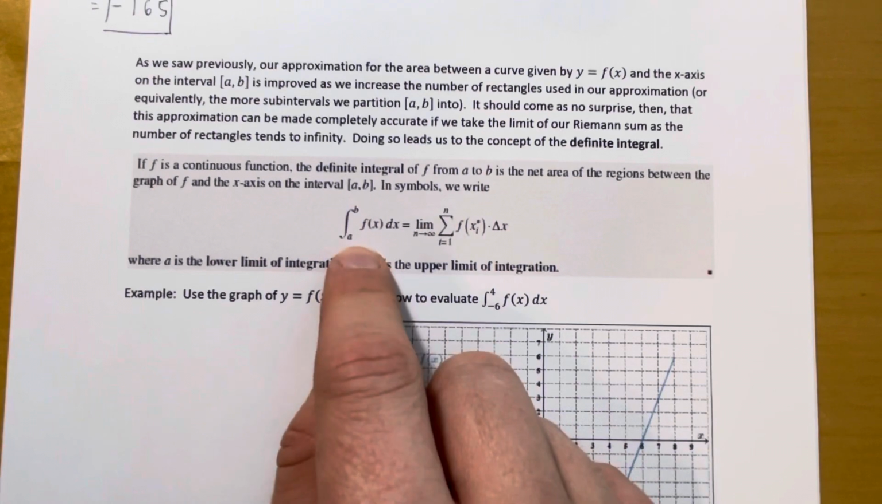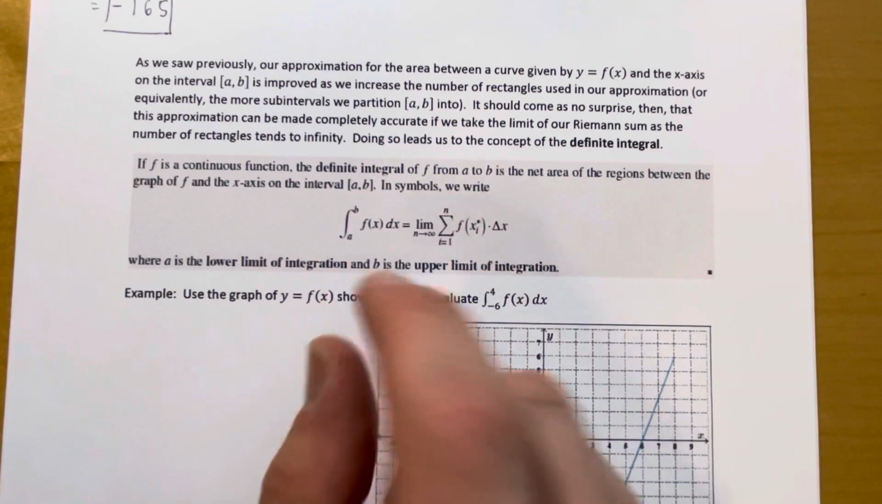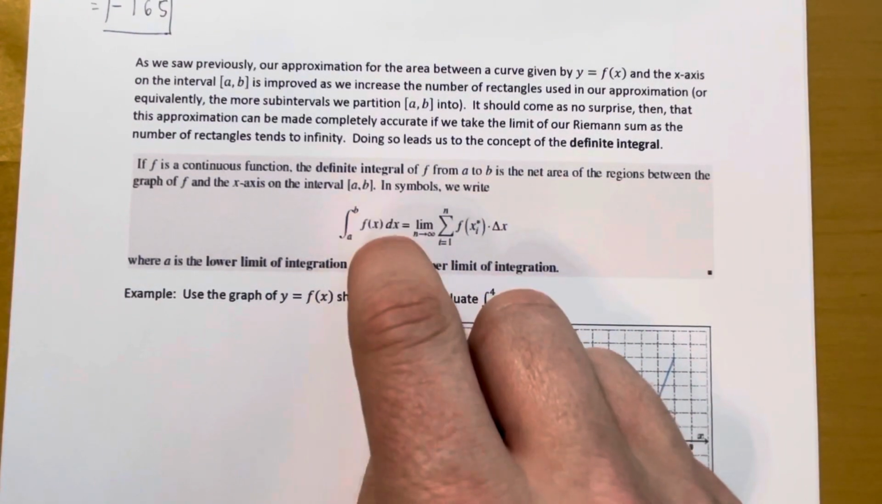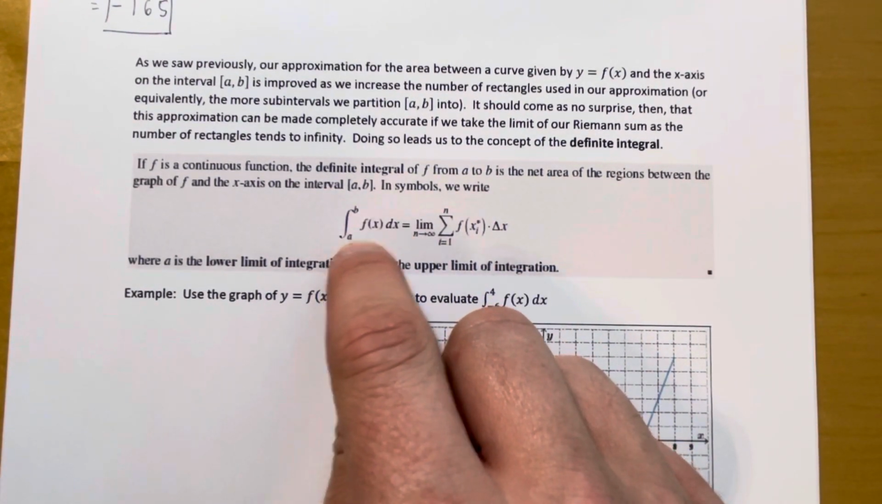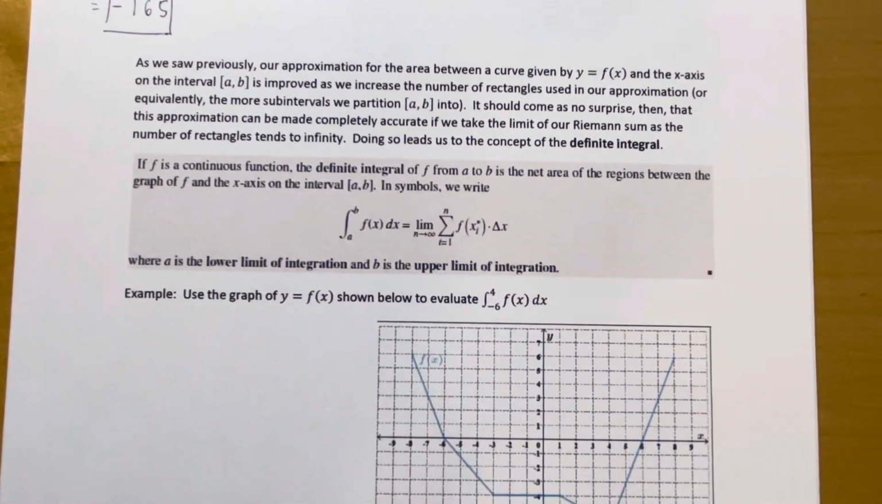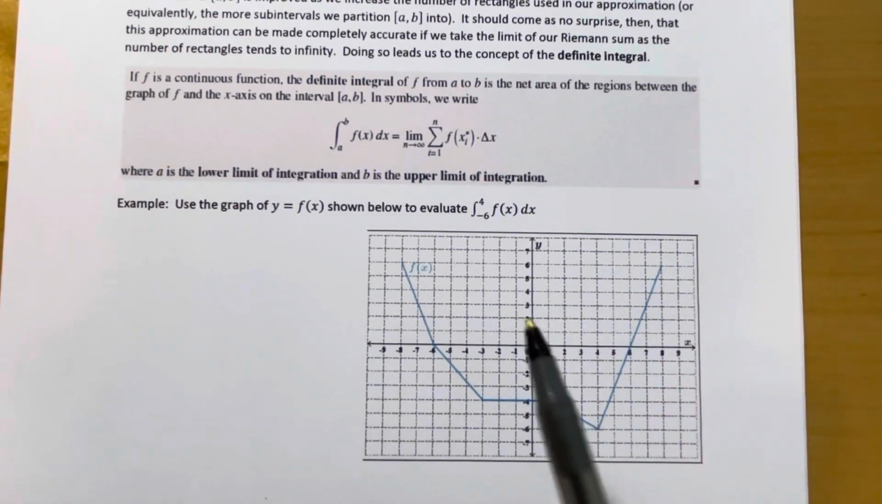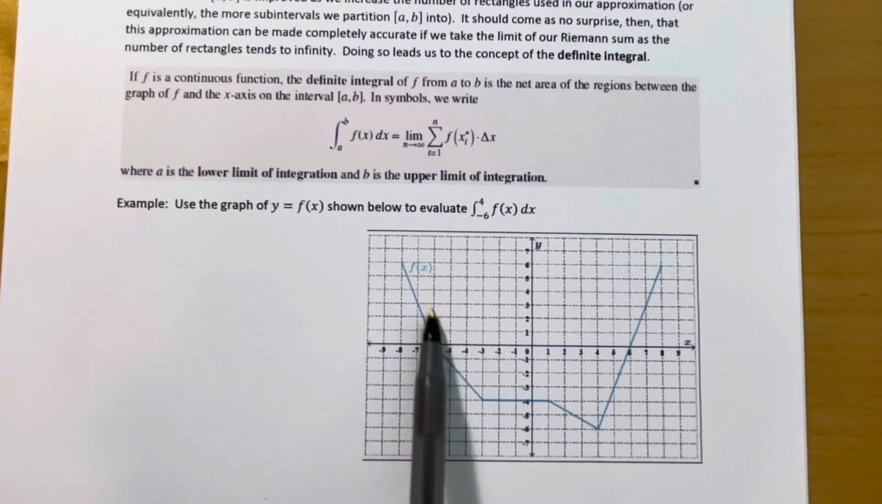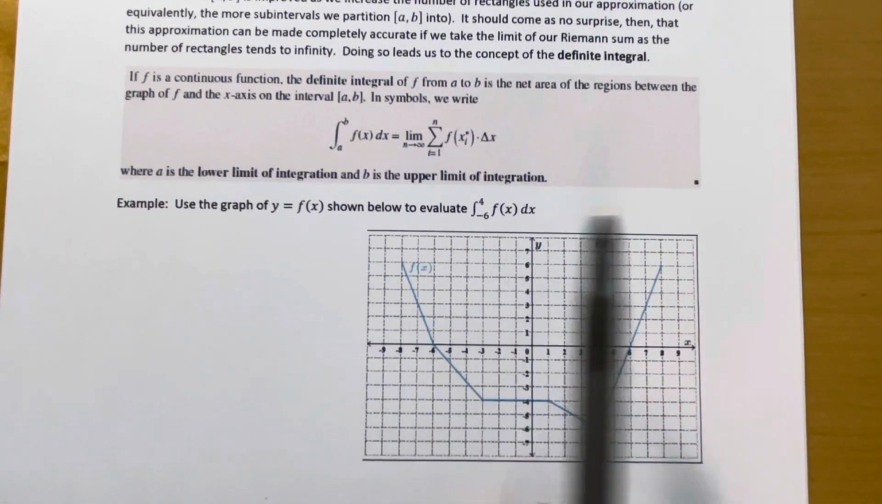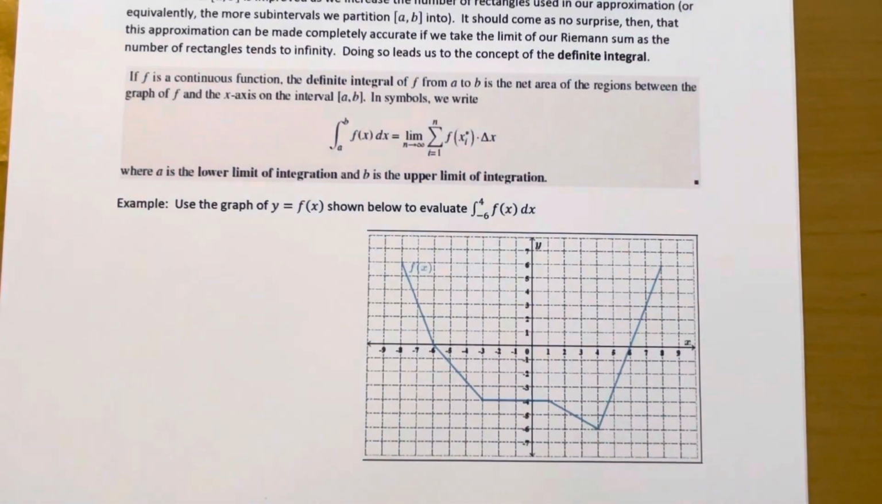Notice in the definite integral, the lower and upper, or the left and right endpoints of the interval you're finding that area over are indicated there. The smaller one is down at the bottom, the bigger one is at the top, and we refer to these numbers as the lower and upper limits of integration. Okay? So now that we have a meaning behind that symbol and that term, let's start using it. So I would like to use the graph shown here, y equals f of x, to evaluate the definite integral, which oftentimes we'll just say the integral, from -6 to 4 of f of x dx.